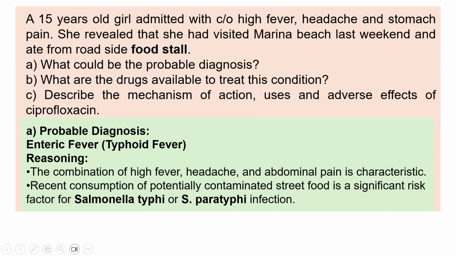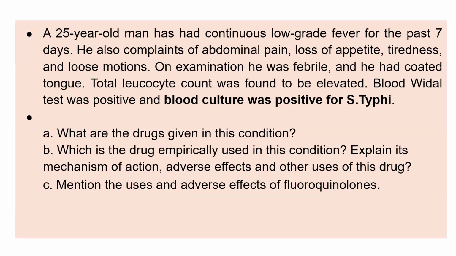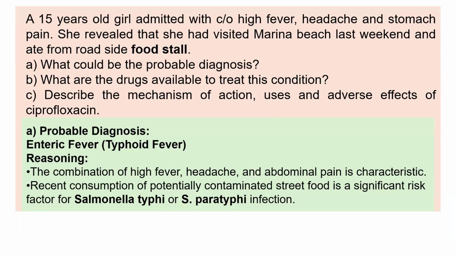Okay, so you have to write what are all the drugs available to treat this condition, and in detail about ciprofloxacin. First we will see, and the next question, and the next year also they have asked a similar question. So: 25-year-old man, continuous low-grade fever for 7 days, and the blood culture report was positive for S typhi. So they have directly given the diagnosis. Sometimes they give the diagnosis directly, sometimes they will give only the clue. Okay, you have to identify.